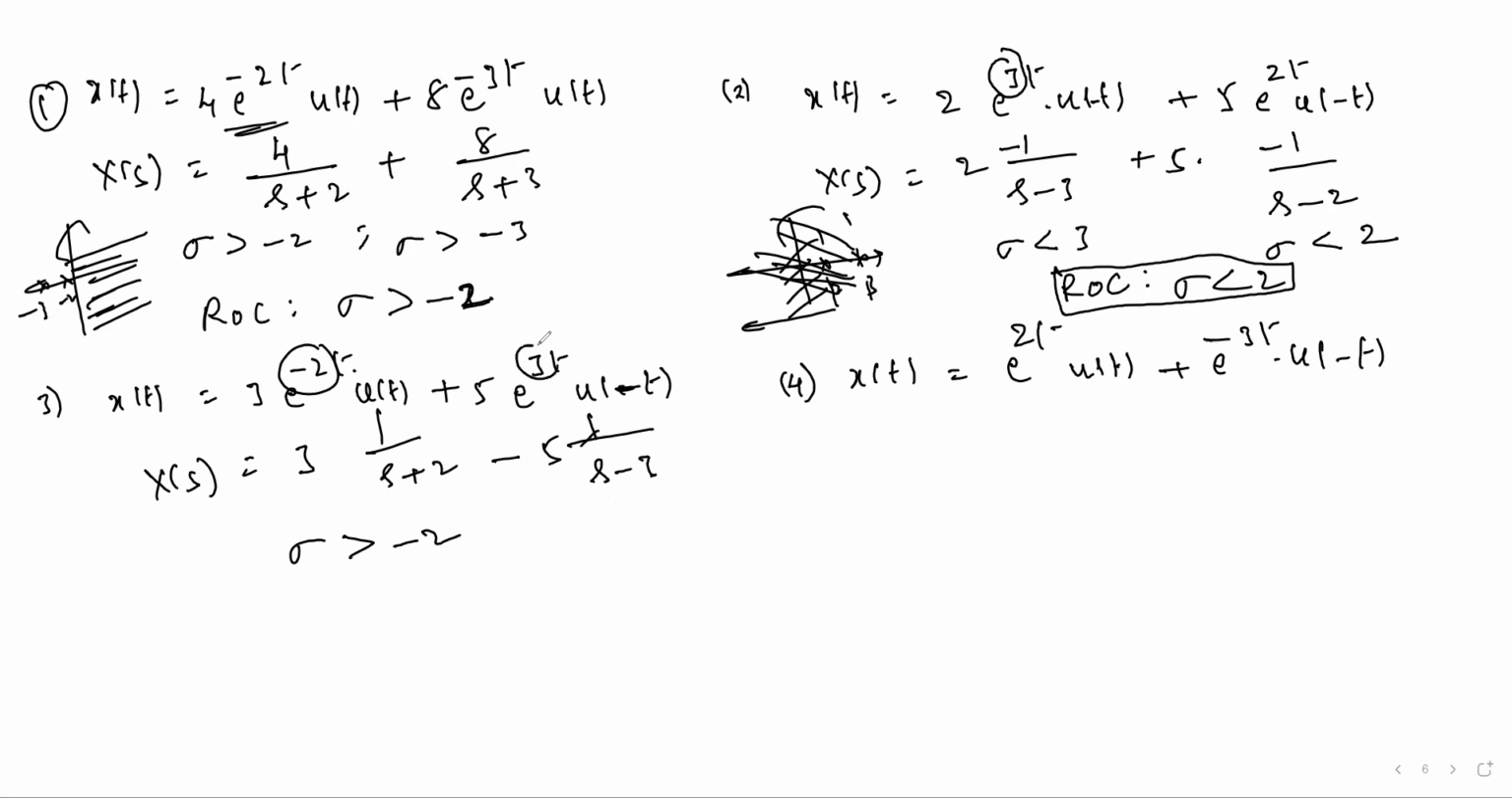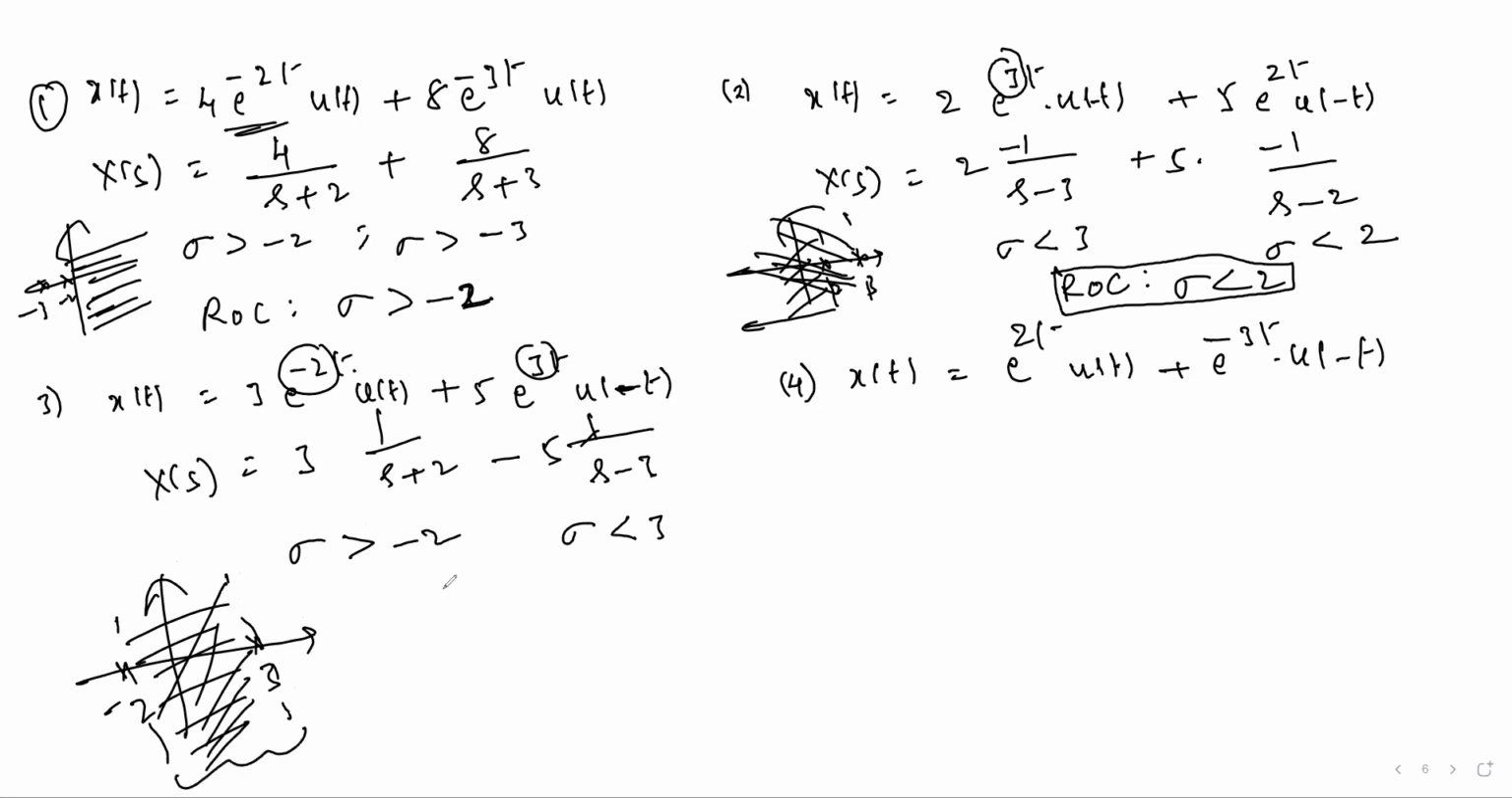So pole value is 3. So sigma value, left hand side signal, less than symbol, pole value 3. So that we take greater than minus 2 and less than 3. Intersection region is minus 2 to 3.